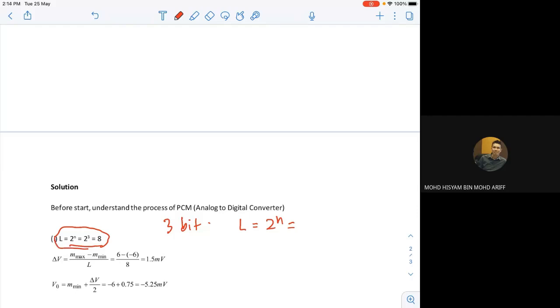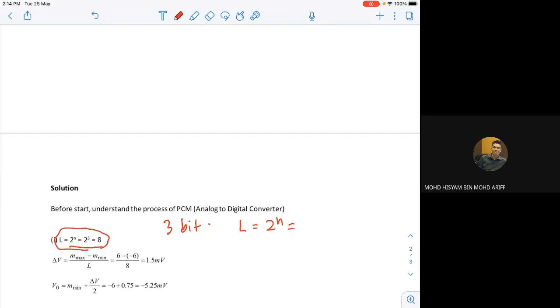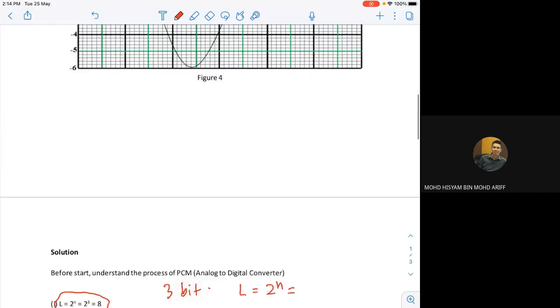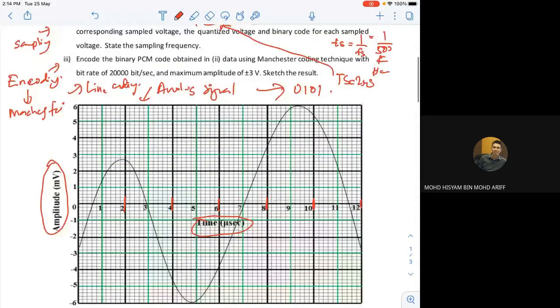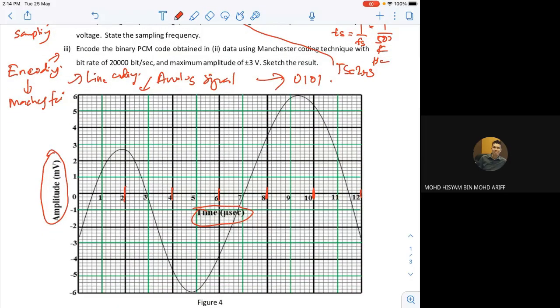How about the delta V? The quantization interval is M max minus M min. Sometimes we call it V max minus V min. Up to you, you can use both formulas. How to get M max and M min? Refer back to the analog signal. For M max, you must see which one is the maximum positive peak. So you got here 6.